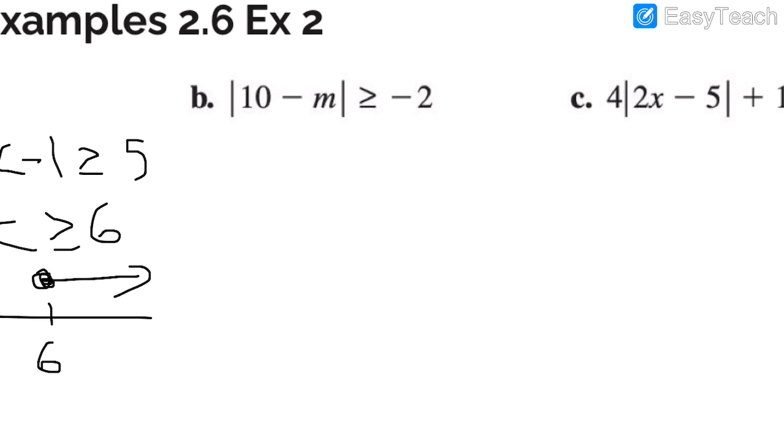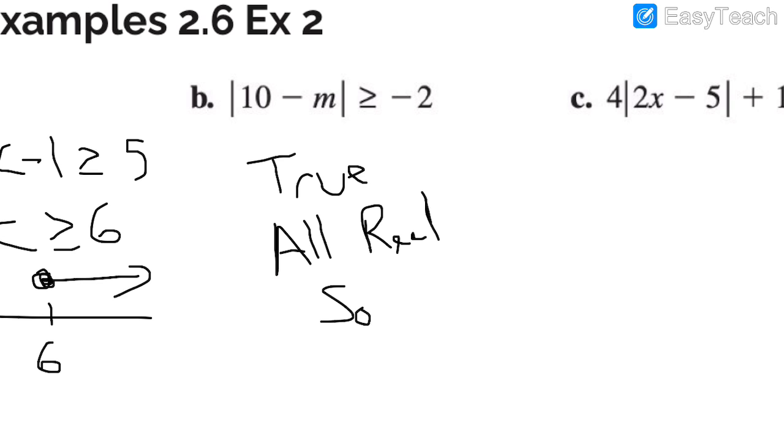For the next one, it says the absolute value is going to be greater than a negative number. This is going to be true for all cases because any absolute value is always positive and all positives are always greater than negatives. Therefore, this one here is going to be true, and it will have all real solutions. In the past, we also called this infinite solutions.